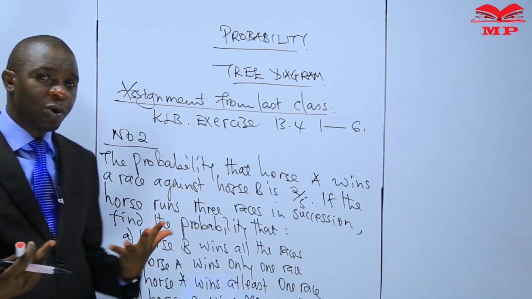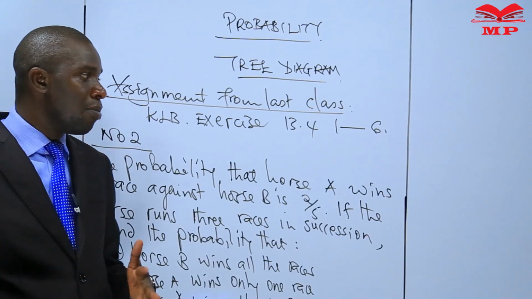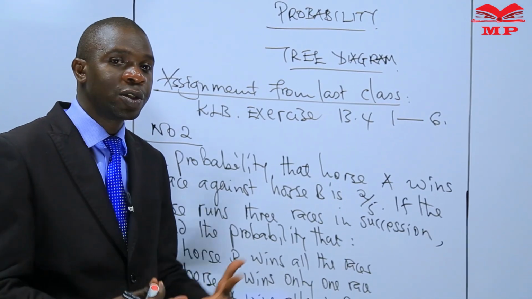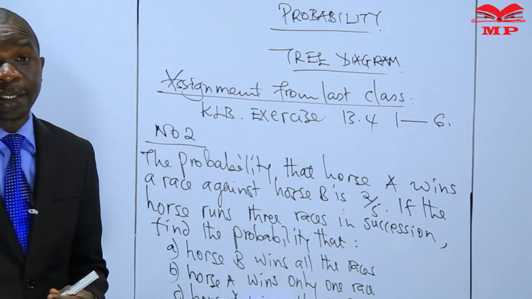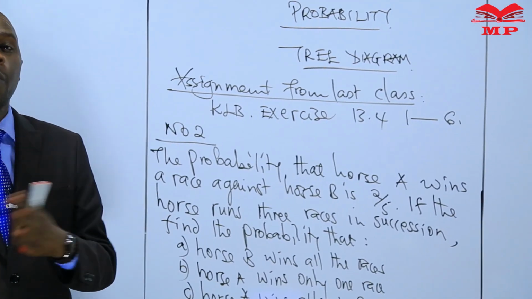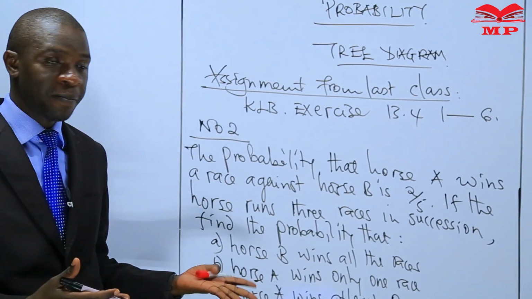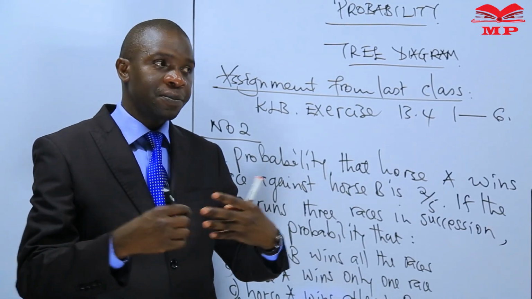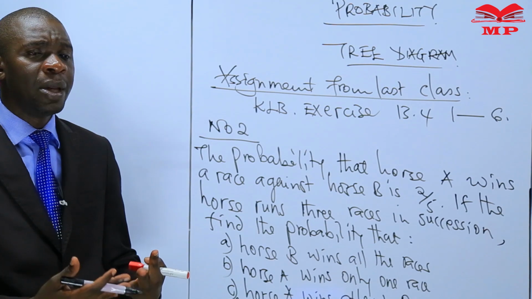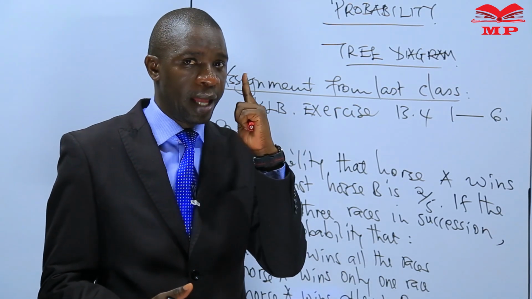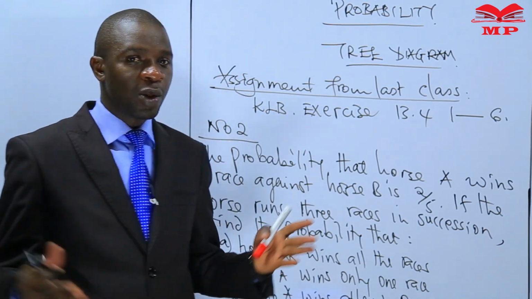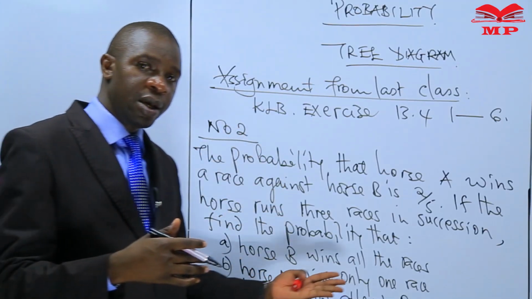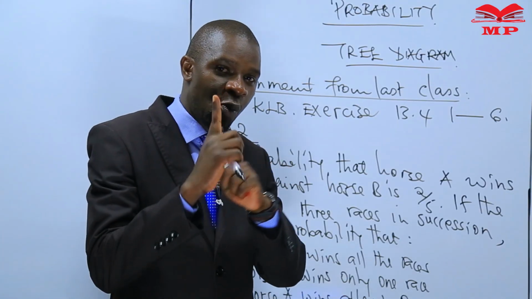When you look at this, especially in the first race, you realize immediately we are talking of mutually exclusive events, meaning that both horses cannot win the race at the same time. If horse A wins, horse B must lose, and if horse B wins, horse A must lose. When you're talking of mutually exclusive events, the total probability is always certain, and it is 1. So the chance of horse A or horse B winning is actually 1.